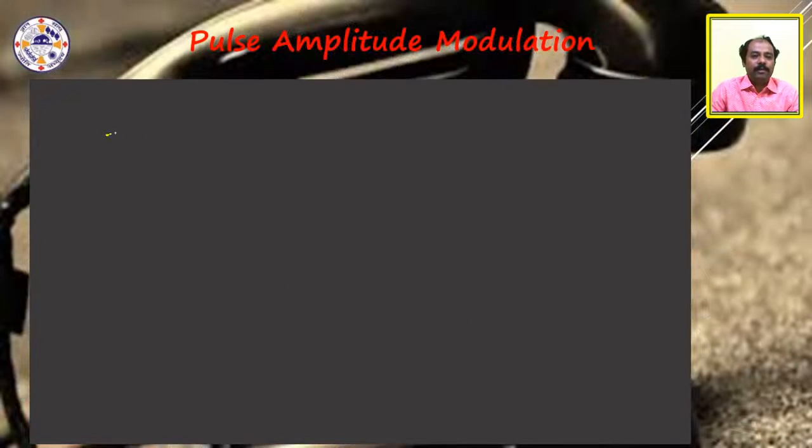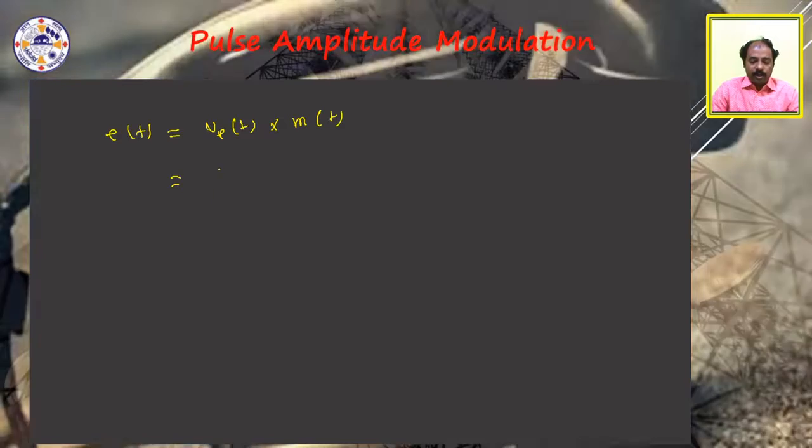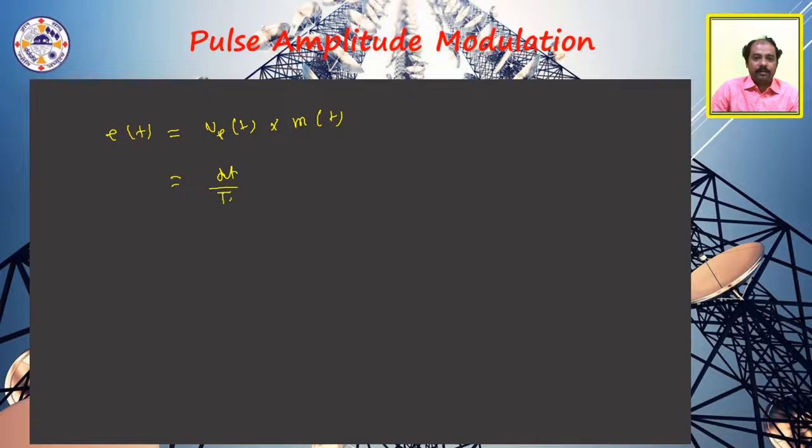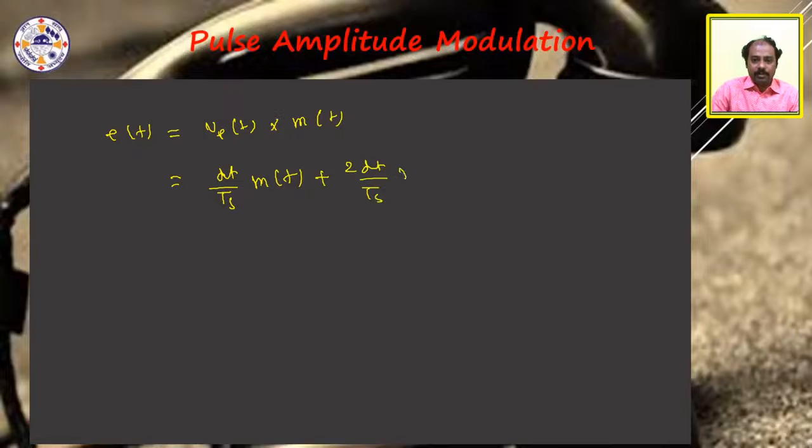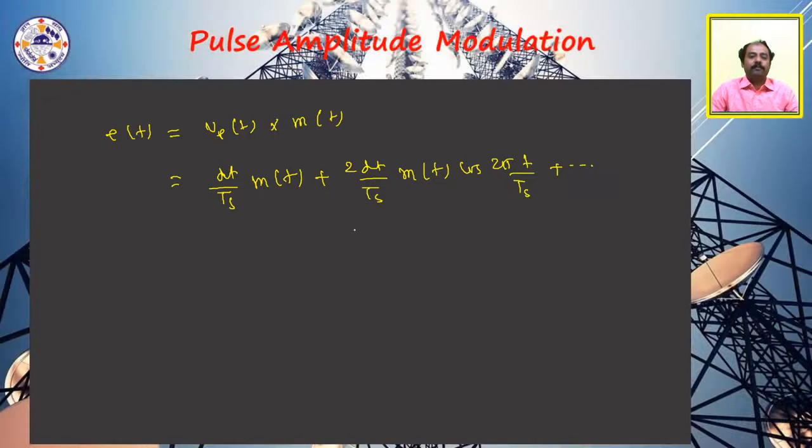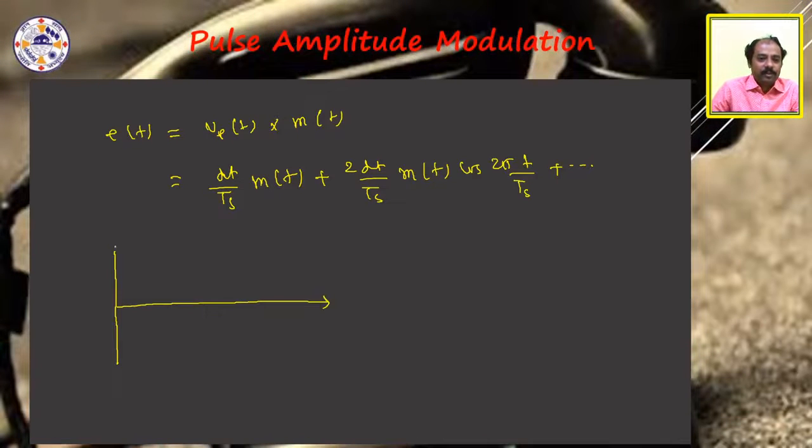So what would be the modulated wave? e(t) is equal to Vp(t) into m(t), that is equal to dt by ts into m(t), plus 2 dt by ts into m(t) into cos 2 pi t by ts, etc. Okay, so what would be the form of e(t)? What would be the graphical form of e(t)? You can just guess it.